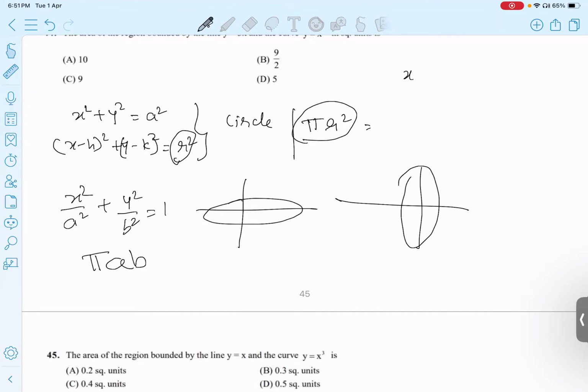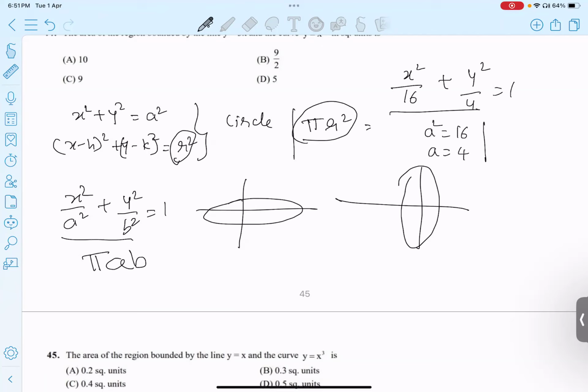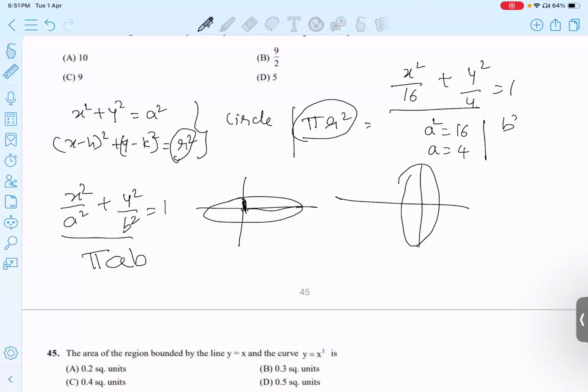So if the question is x square by 16 plus y square by 4 is equal to 1, compare this with x square by a square plus y square by b square. If you compare, a square will be 16, so a will be 4. You can't take the negative value because a and b are distances. Distance cannot be negative. And b square will be 4, so b value will be 2. So area by that time will be pi AB, pi into 4 into 2, which gives you 8 pi.